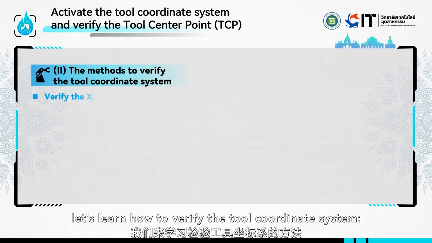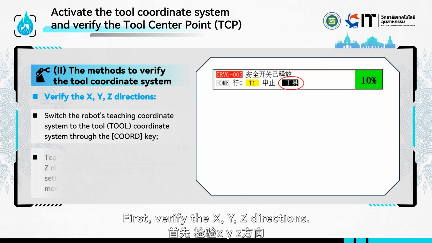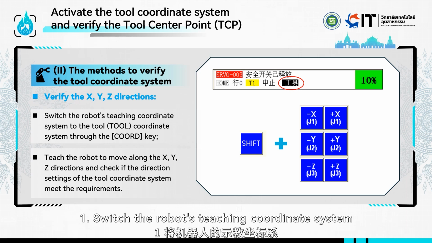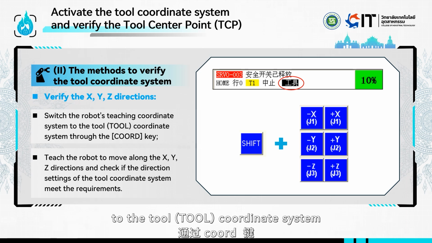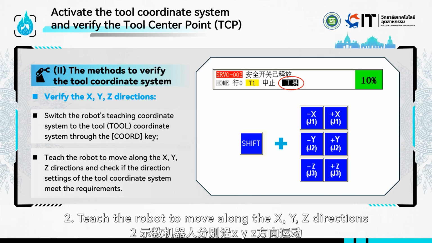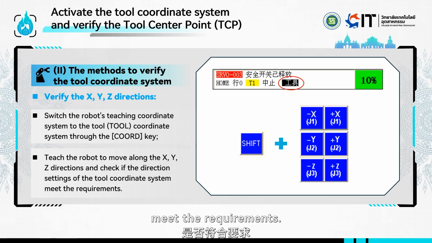Next, let's learn how to verify the tool coordinate system. First, verify the X, Y, Z directions. 1. Switch the robot's teaching coordinate system to the tool coordinate system through the QWERTY key. 2. Teach the robot to move along the X, Y, Z directions and check if the direction settings of the tool coordinate system meet the requirements.